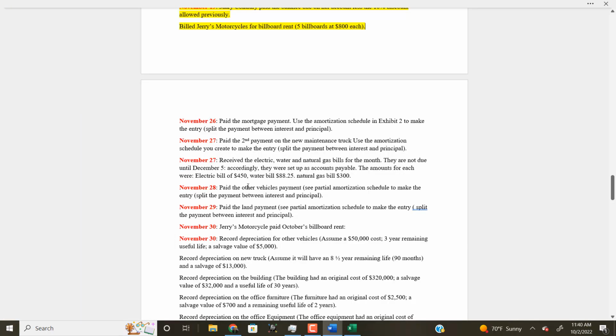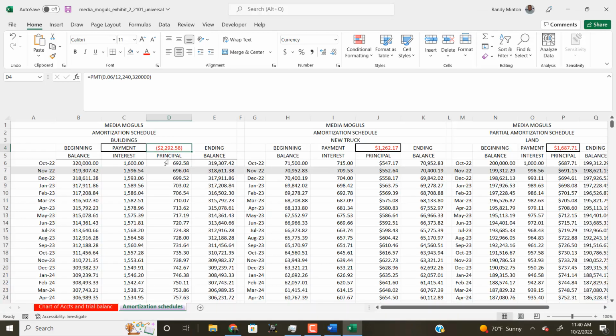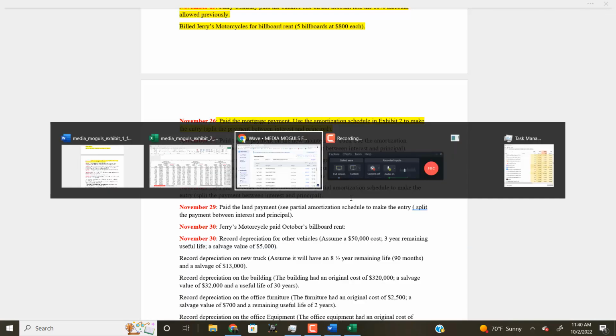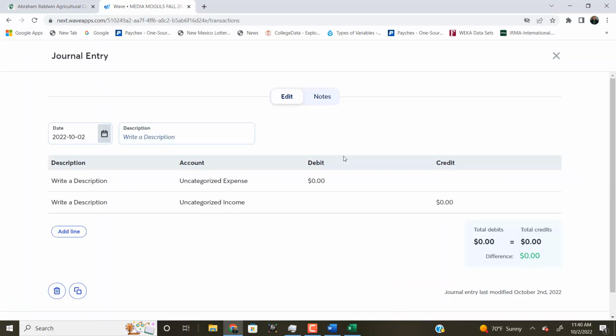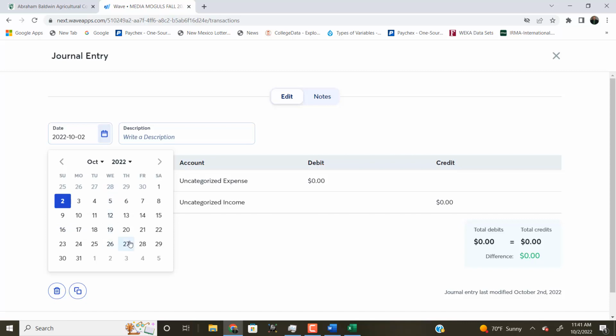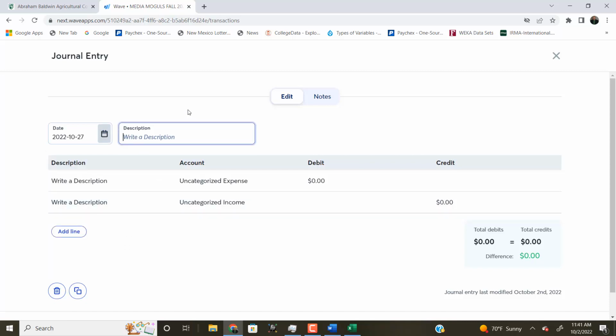So let's go back to the 27th now. Pay the second payment on the new maintenance truck. Use the amortization schedule created, and so on. Okay, when I come over here, here's the new truck. There's the payment, the principal, and the interest. 709.53 will be that number. More, add a journal transaction on the 27th. Description is paid second payment on new truck.